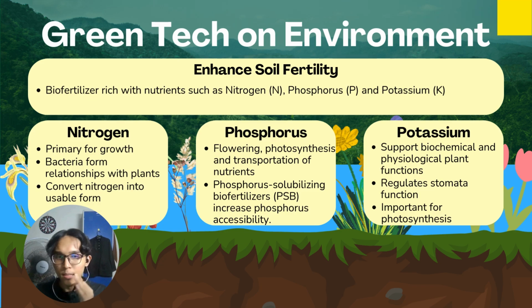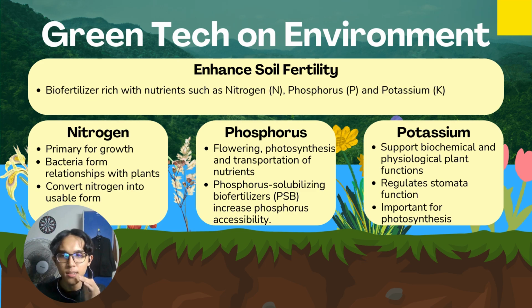Biofertilizer is rich in key nutrients. Three nutrients, NPK, that is nitrogen, phosphorus, and potassium, are essential for plant health. So the first one is nitrogen. Nitrogen is critical for plant growth. It helps in forming proteins and is converted into usable form by bacteria forming symbiotic relationships with plants.